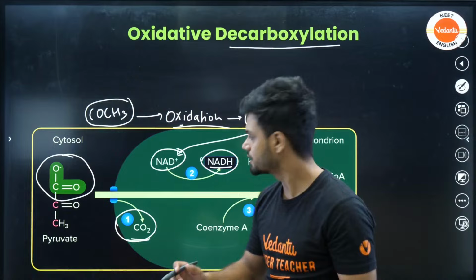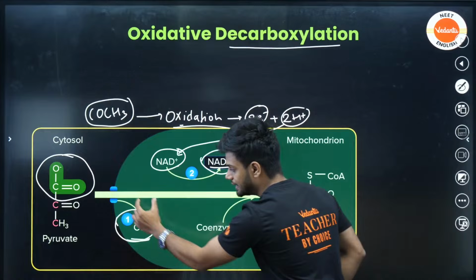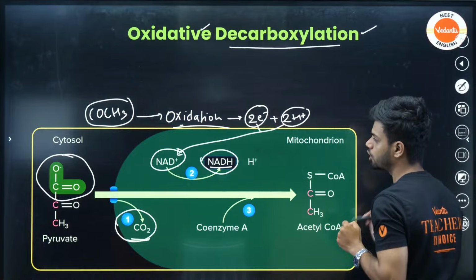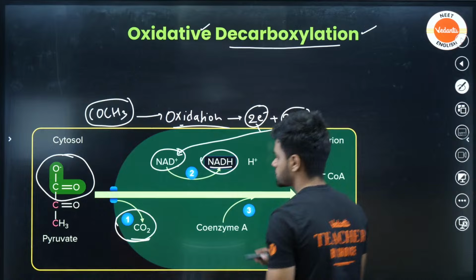That is the second step. First step is what? Decarboxylation. Second step is what? Oxidation. Your acetyl group is undergoing oxidation to produce your 2 electrons plus 2 protons. Electrons and protons are taken up by your NAD+. And this undergoes reduction here. Second step.